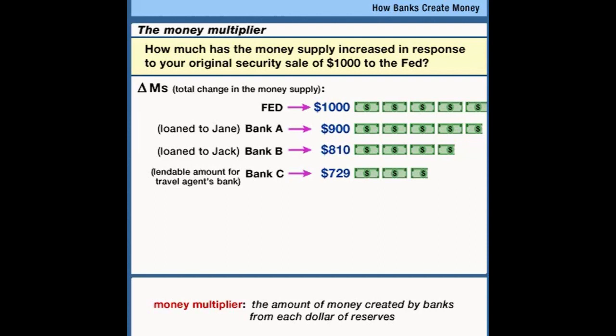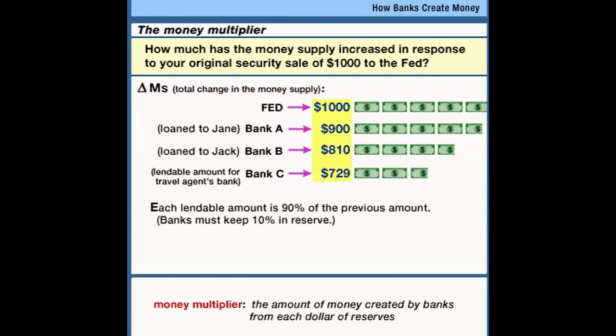Well, that means the total is going to be 1,000 plus 900 plus 810 plus 729 and so forth. And if you add all of this up, Bank D, E, F, and so on for infinity, you get 10,000, 10 times the original amount of money. Now, how do we know that? We know it, first of all, because you could do it by brute force, just adding up the numbers forever.